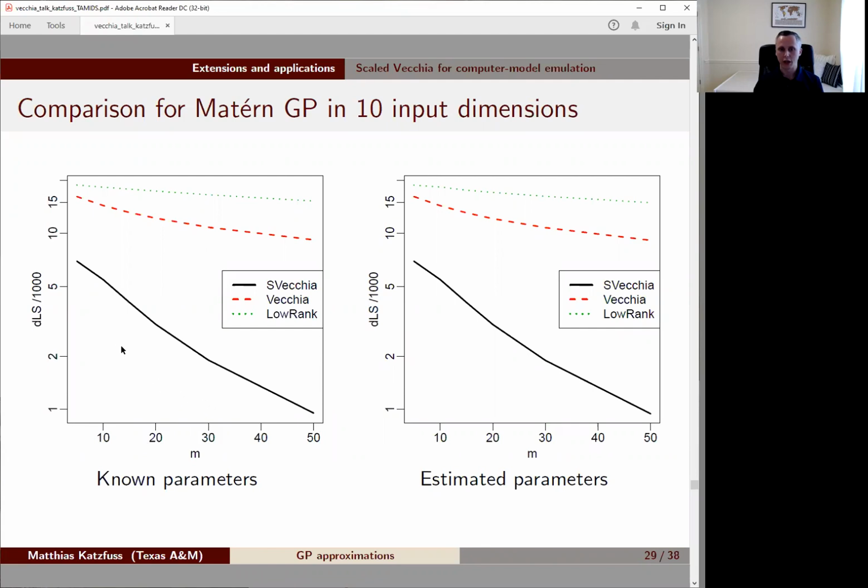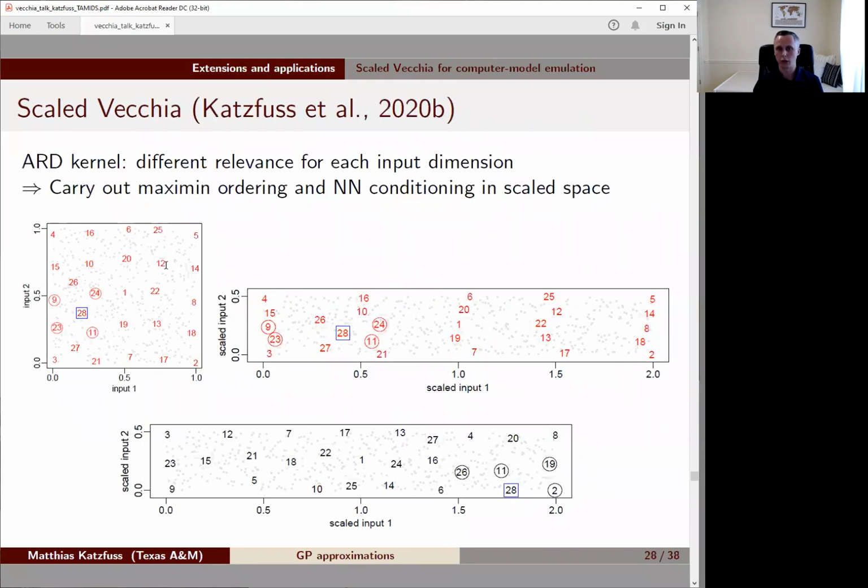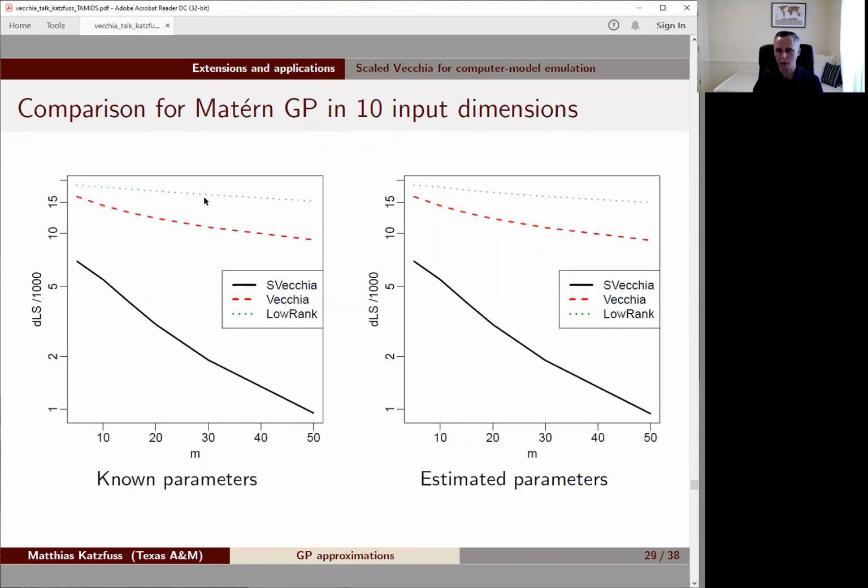And what we can see here is that the KL divergence for this scaled Vecchia approach is much lower than for this Vecchia approach. Sorry, here that applies Vecchia in the space on the unit hypercube, the input space. It's also even more accurate than, say, a low rank type approximation, which are very popular in this setting, but also more generally in machine learning for Gaussian processes.